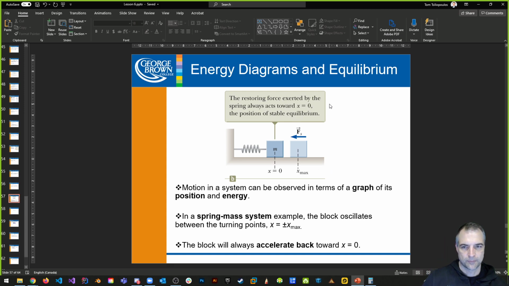So energy diagrams, we're going to talk about that, and equilibrium. Motion in a system can be observed in terms of a graph of its position and energy. In a spring mass system like this, the block oscillates between the turning points, from x equals negative x max, which is the maximum compression, to positive x max, which is the greatest stretching or elongation. The block will always accelerate back towards x equals 0, depending on which side of the equilibrium it's on.